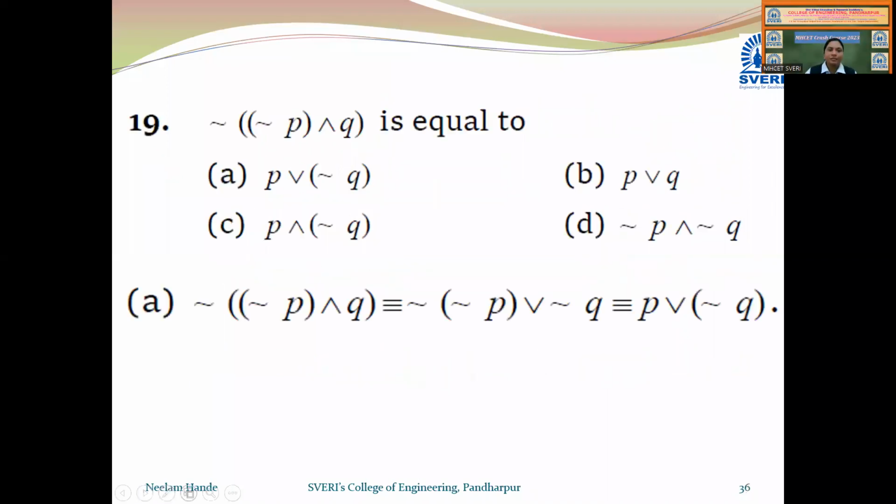Next, similar one. Negation of negation P and Q. By De Morgan's again, negation of negation P is P, and becomes or, negation Q. Option number A. Very good.